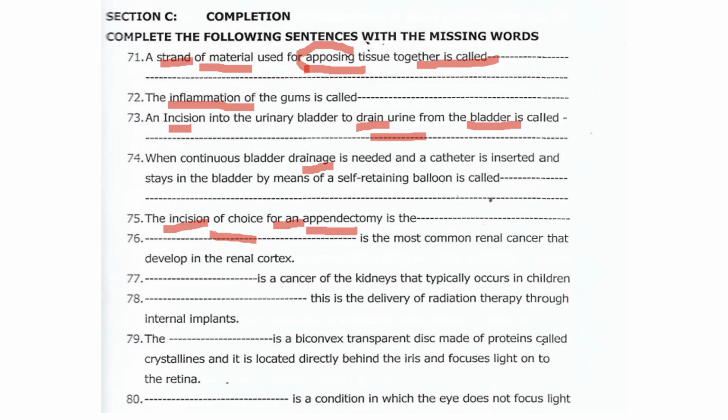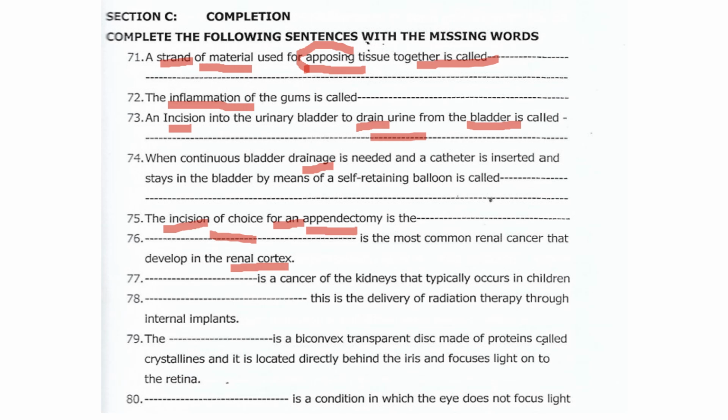Now, renal cell carcinoma we can define as a type of kidney cancer that starts in the lining of small tubes in the kidney. It is most common in older men. Risk factors include cigarette smoking and obesity mostly. The other name for renal cell carcinoma is hypernephroma. You can put hypernephroma here, or you can put renal cell carcinoma, which is the most common renal cancer that develops in the renal cortex.